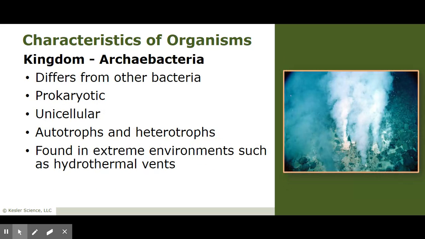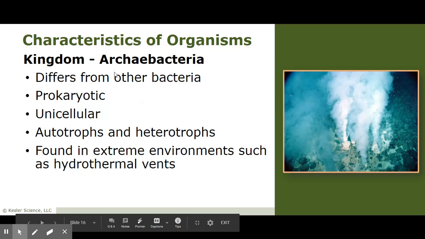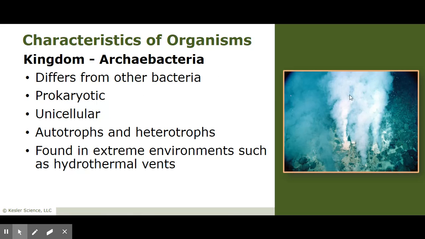Then we have our archaeobacteria. It differs from other bacteria. It's prokaryotic, also remember, meaning that it has no nucleus membrane. It's unicellular. It's found in autotrophs and heterotrophs. It's found in extreme environments such as hydrothermal vents. So, in really hot places. So when you hear archaeobacteria, you want to think, I'm found in very hot places. Okay?